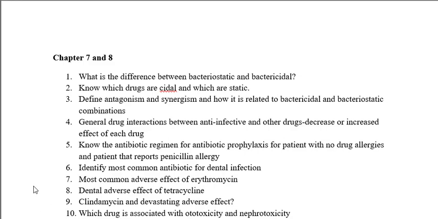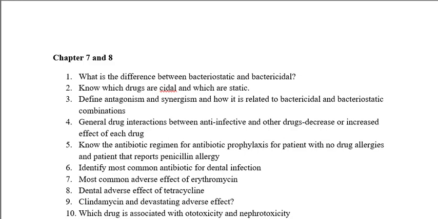See here. So know the antibiotic regimen for antibiotic prophylaxis. I'm not going to give that to you. You can look that up. The 2 grams amoxicillin. Most common antibiotic for dental infection. Oh, for number 5, you also have to know the one with the penicillin allergy, right? What is it? Clarithromycin. There's a cephalexin in there.